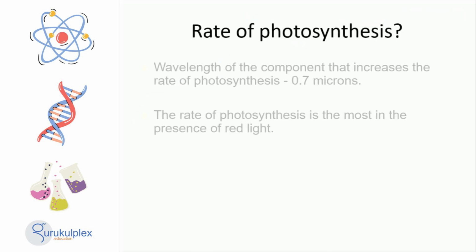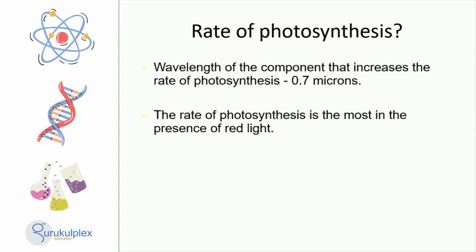Photosynthesis is a crucial process for plants to generate energy from light. The wavelength of light that boosts photosynthesis rate has been identified as 0.7 microns, and research indicates that red light has the highest rate of photosynthesis. Investigating this phenomenon can lead to more approaches for aiding photosynthesis in plants.